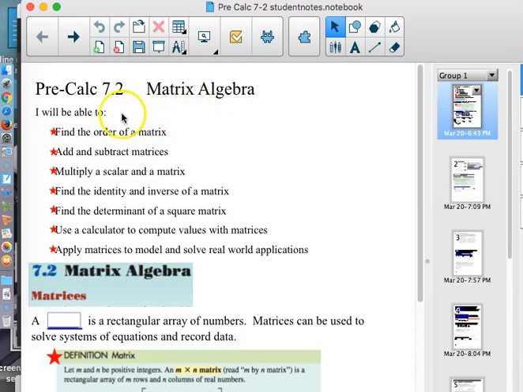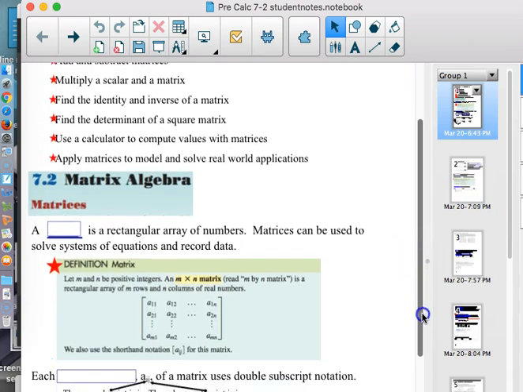So what we want to be able to do for our objective is find the order of a matrix, add and subtract matrices, multiply a scalar and a matrix, find the identity and inverse of a matrix, find the determinant of a square matrix, use a calculator to compute values with matrices, and apply matrices to model and solve real-world applications. Probably won't get through everything today, but we'll get a good start.